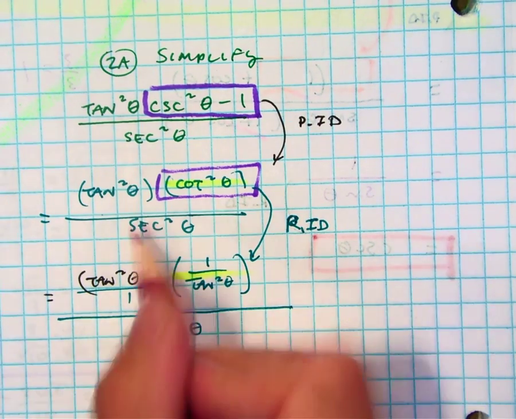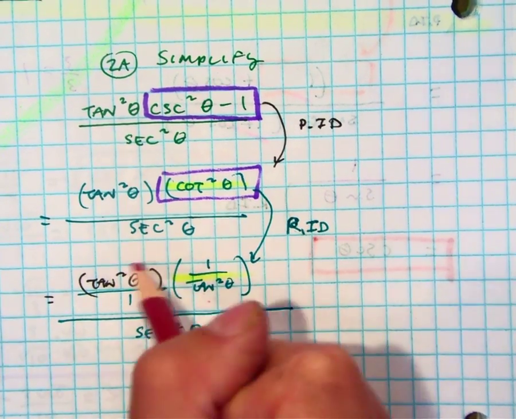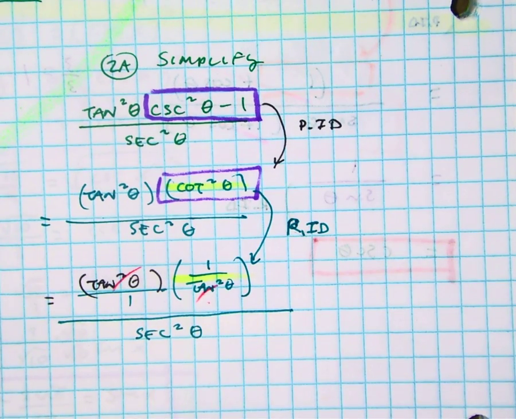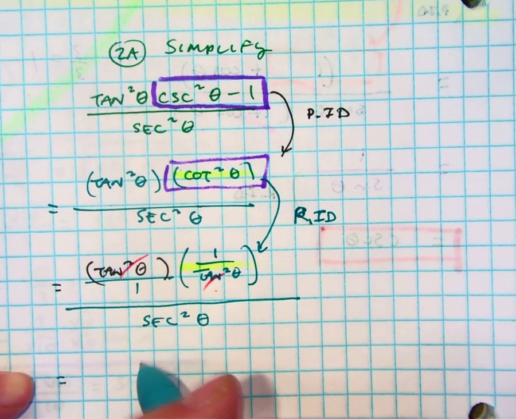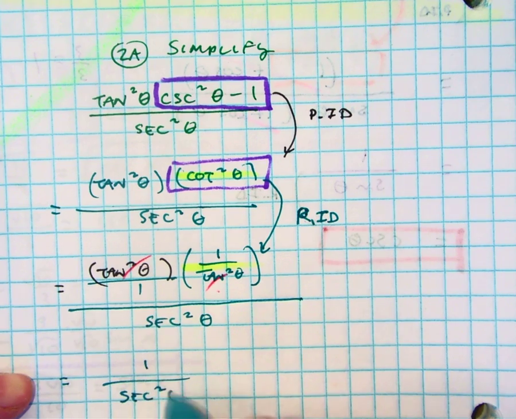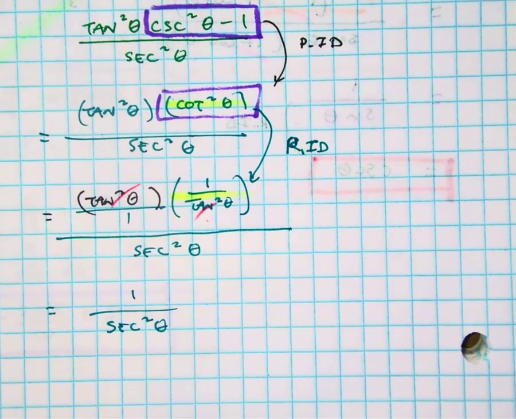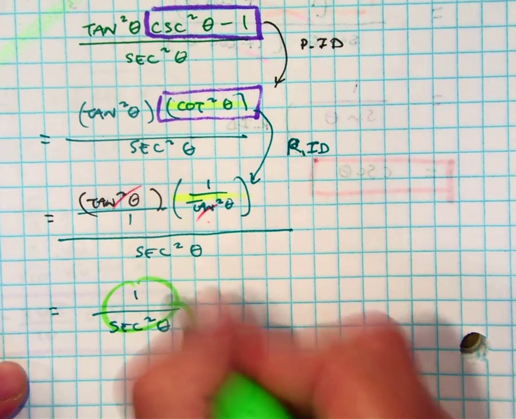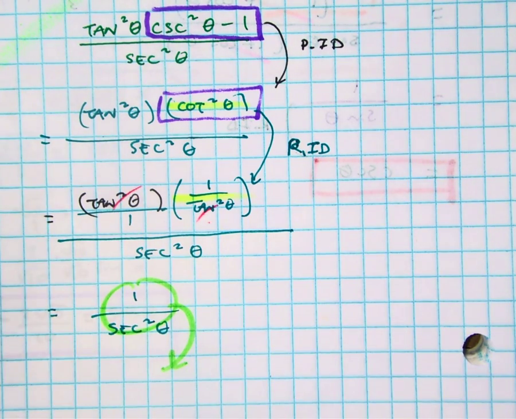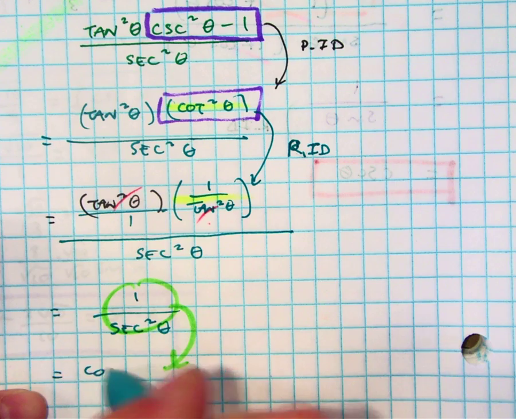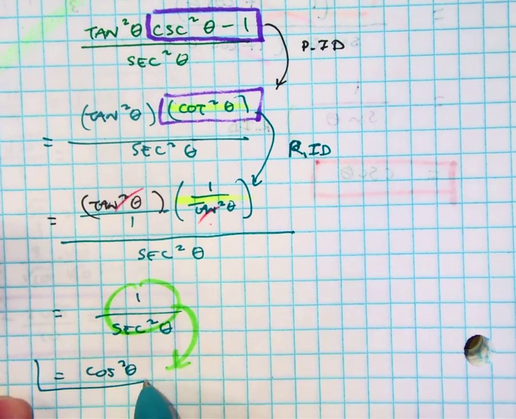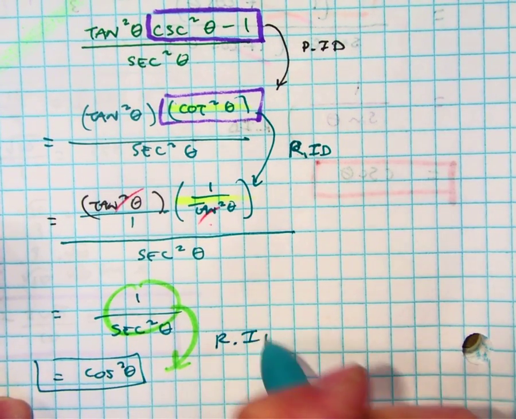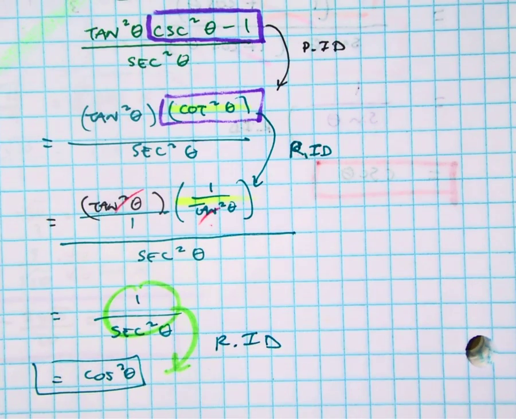I can cancel, right? In the numerator, what am I left with? Just 1. 1 over secant squared theta. And 1 over secant squared theta is just cosine squared theta by the reciprocal identity. Raise your hand if you got cosine squared theta.